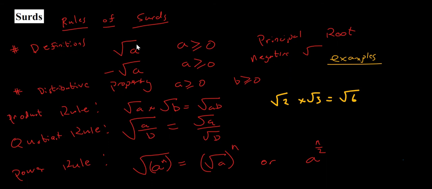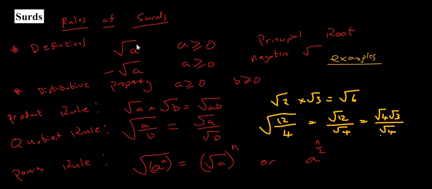For the quotient rule, this is the same as doing the root of 12 over the root of 4. The root of 12 can be simplified to 2 root 3. We can cancel that and we simply get the root of 3.